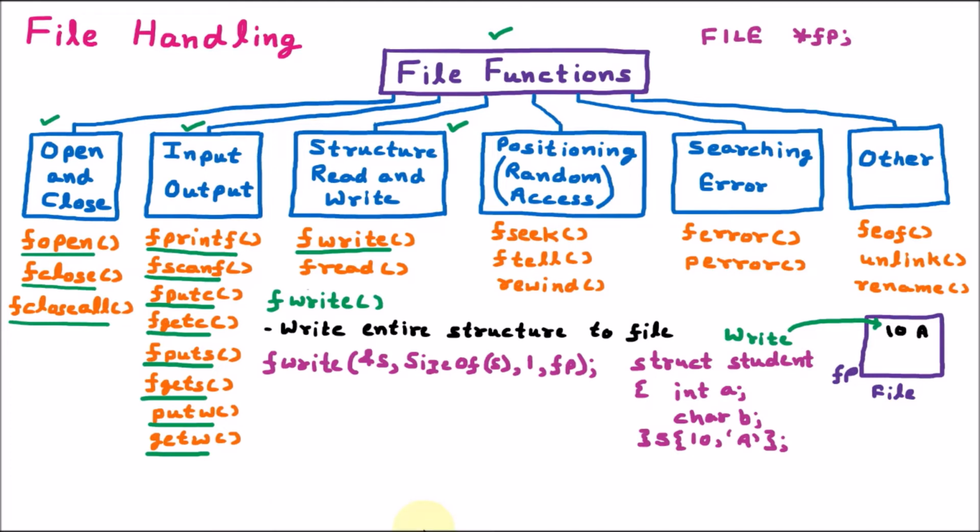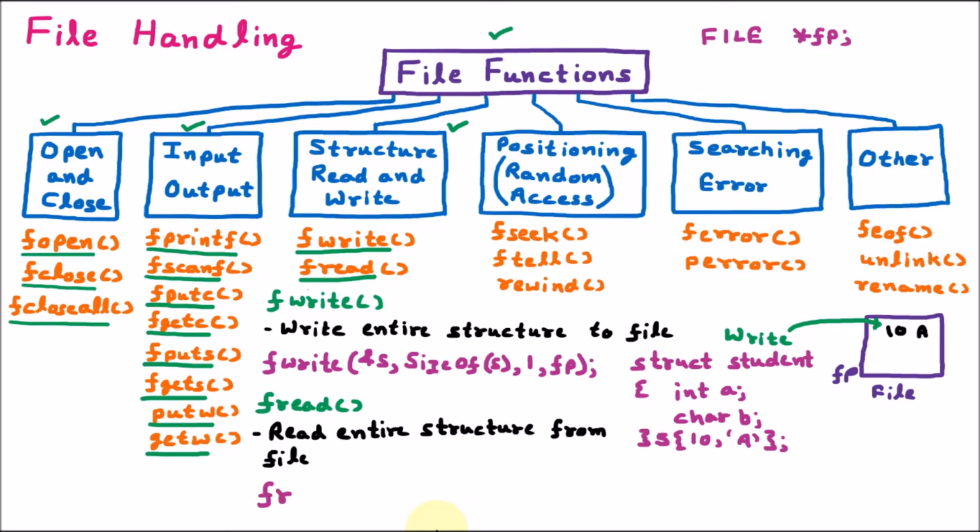The next function we are having is the fread. This function is used to read entire structure from file. Let's say inside the file we are having the structure that we want to read. So for that we have to write the function which is fread. In the bracket we have to pass structure variable. Here we know that &s is the structure variable, comma, here we have to provide the size of that structure variable. For that we are having the function which is sizeof.